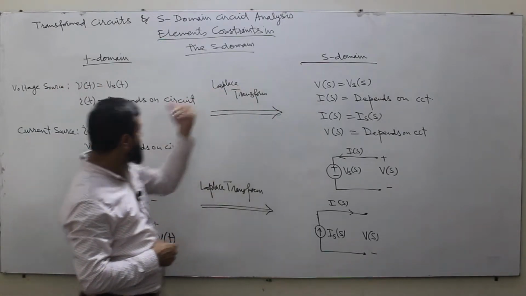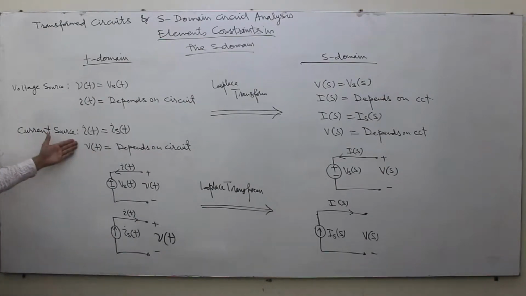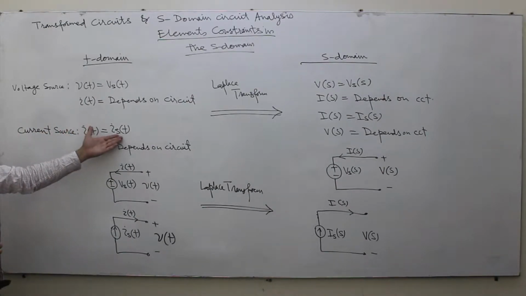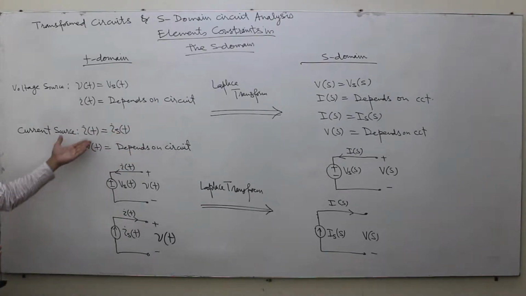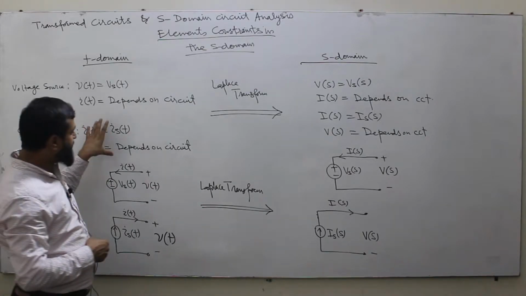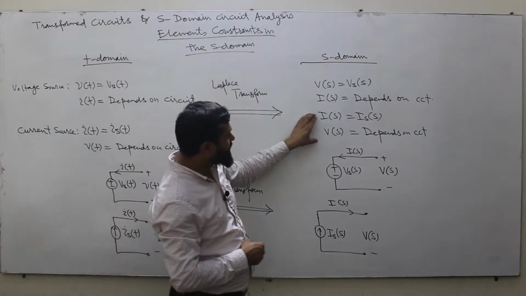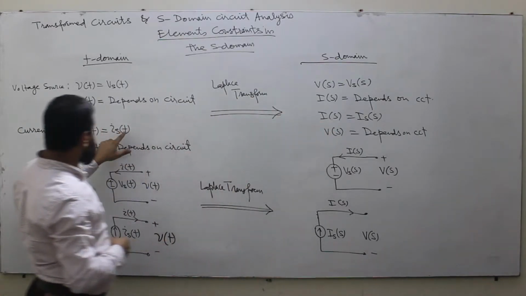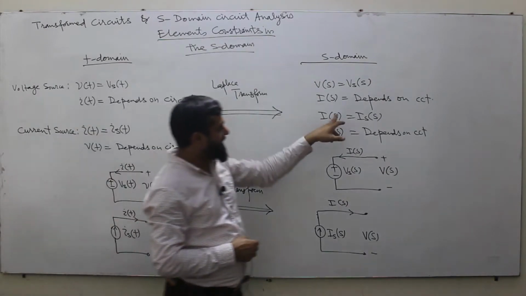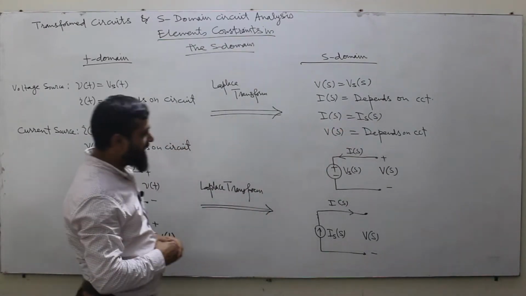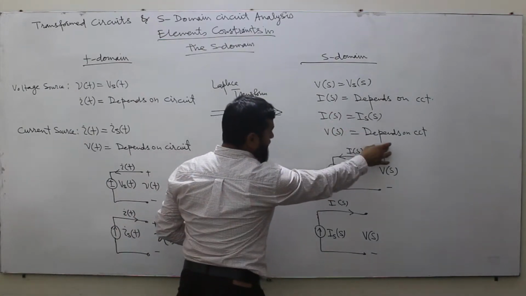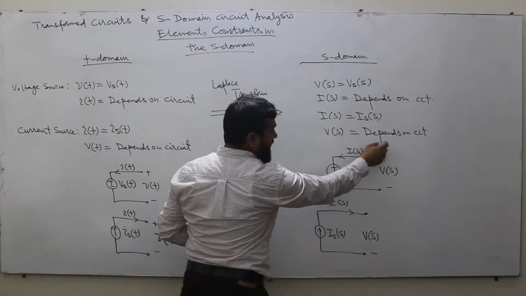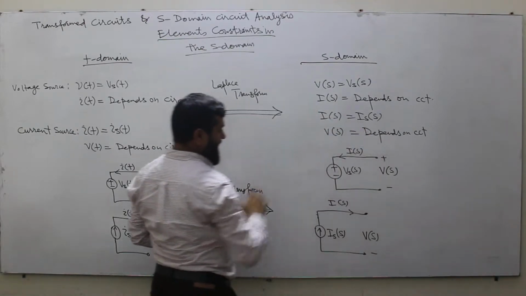And similarly, for the current source, if there is an independent current source, the voltage of the circuit will depend upon this current. If we transform it into the S-domain, you can see that time is replaced with s. And similarly in the S-domain, the voltage will be dependent on the circuit if current is the independent source.